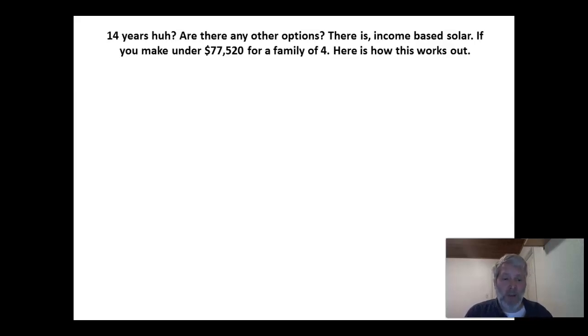Well, we just came out with this new one called the income-based solar, or Solar Within Reach is what the ETO calls it. So if you make under $77,520 for a family of 4, and they have a schedule here of a bunch. I can actually show you what that is.